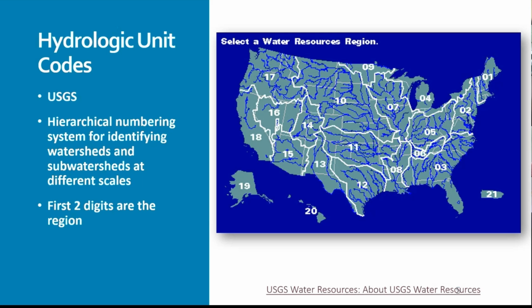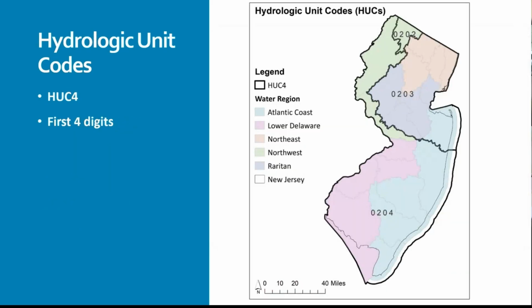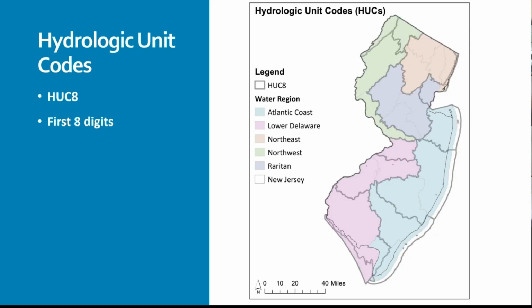So USGS came up with a hierarchical numbering system to identify watersheds and subwatersheds. So the first two digits of the number are the region of the United States. So our numbers always start with 02. Then the first four digits, in New Jersey, we have 3 regions. So all of our watersheds start with 0202 or 0203 or 0204.